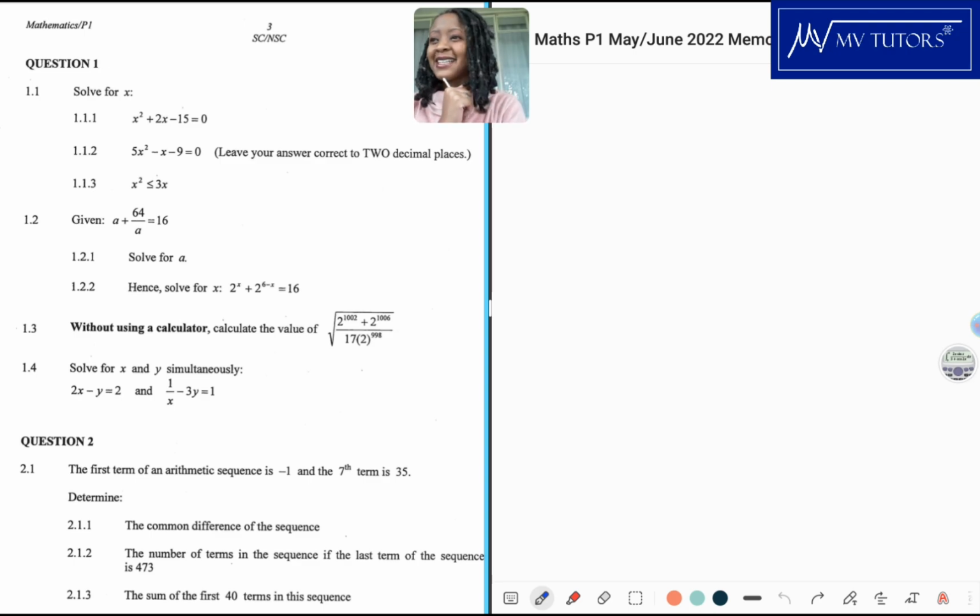But yeah, let's look at the paper that was written this month in May. It was written on a Friday. So I hope those that were writing, you guys wrote well. I also hope paper 2 went well. And for the matrics that are going to write in June, I hope this will help you prepare. And also for those writing in November, I hope that you are going through this as well as a way of preparing. Okay, so let us get to it.